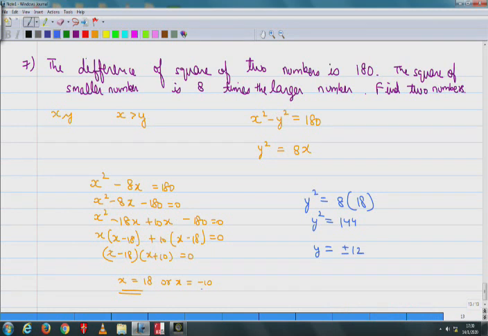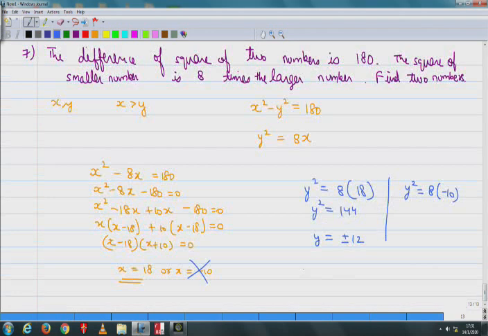Or when x is equal to minus 10. If you put x equal to minus 10, then y square is equal to 8 into negative 10. Since the square of a number can't be negative, we can't take minus 10 into consideration, right? So x is equal to 18, and y can be plus minus 12, because the square of this number is 144, and it says the square of the smaller number is 8 times the larger number. The square of negative 12 is 144 and positive 12 is also 144.